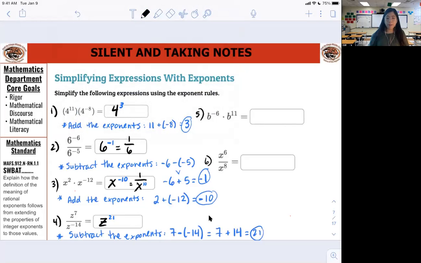So number 5 and number 6, I want you guys to try it on your own. I'm going to give you guys about a minute. Try to do it as quick math as you can. I'll give you guys a minute and then we'll go over it together. 1 minute on the timer starts now.